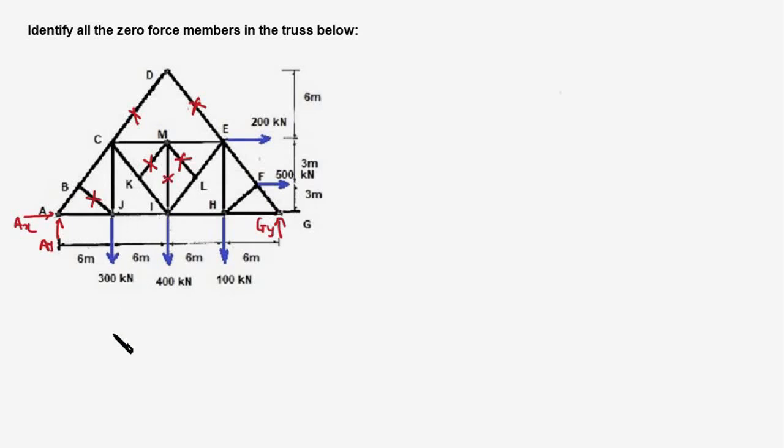So in totality, we have 6 zero force members. One is BJ, second is CD, third is DE, fourth is KM, fifth is LM, and last one is MI. And we are done.